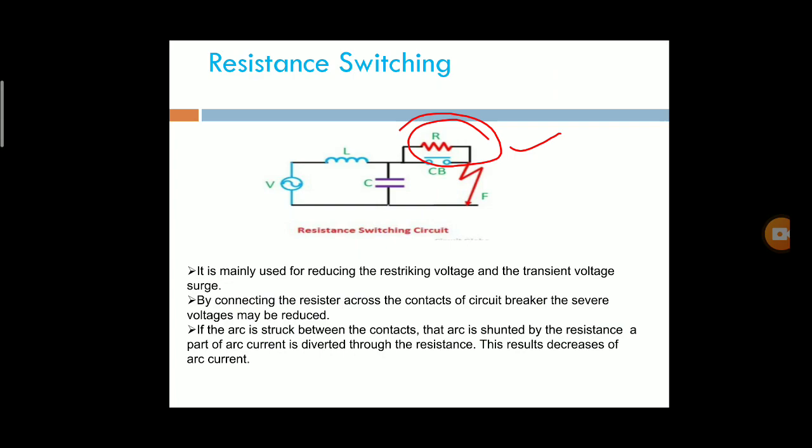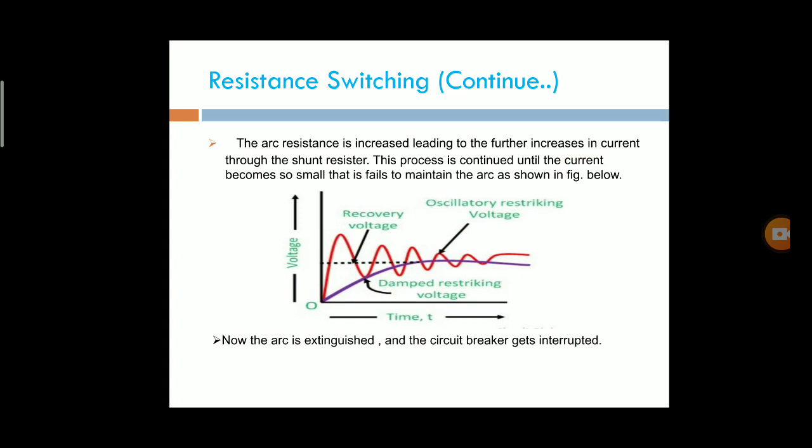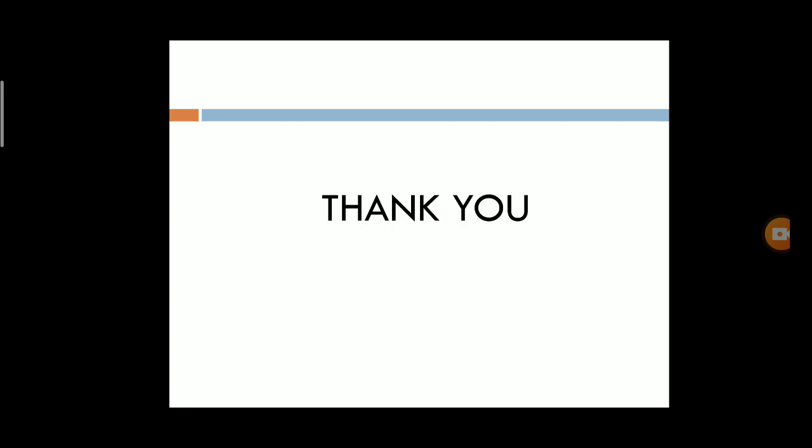This is the main important phenomena in the case of a circuit breaker, that is current chopping and resistance switching. This is the graph for the resistance switching. Now the arc is extinguished and the circuit breaker gets interrupted. This is the restriking voltage and this is the accelerated transient voltage. This is the current chopping and resistance switching, and the rate of rise of restriking voltage and recovery voltages. Okay, thank you.